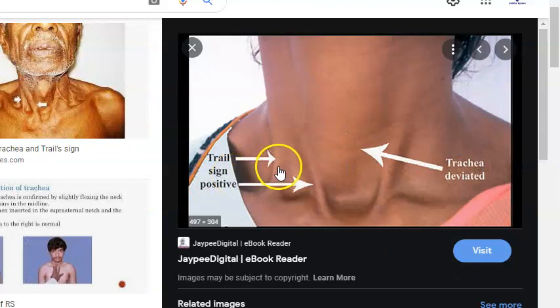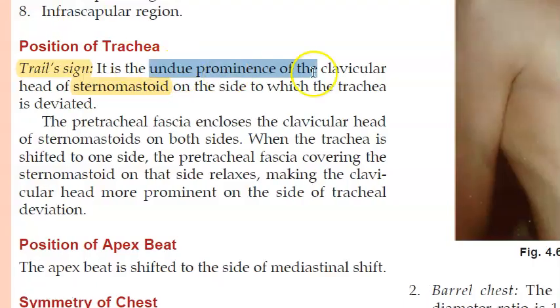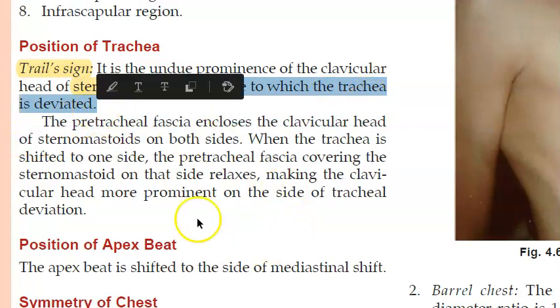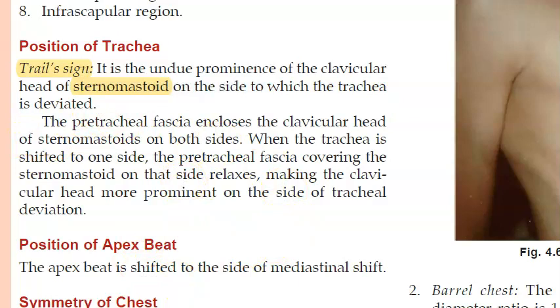They're showing yet another image here. This is the Trail sign. They have marked this arrow as Trail sign positive. And here they're showing that the trachea is deviated. Let's read the sentence again. There's undue prominence of the clavicular head of the sternocleidomastoid on the side to which the trachea is deviated, to whichever side the trachea is deviated. So let's say it was deviated this way, then on that side there is undue prominence of the clavicular head of the sternocleidomastoid. That is the Trail sign.